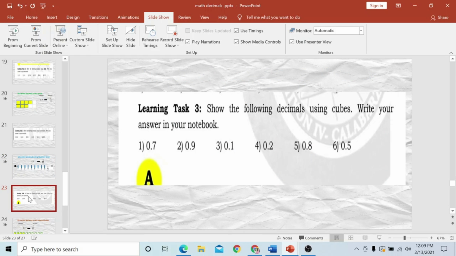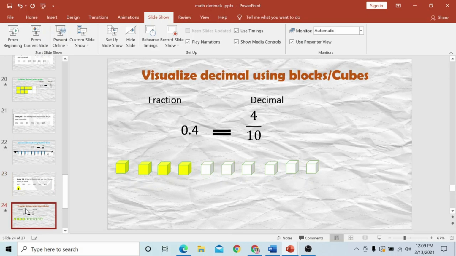And then, learning task 3, show the following decimal using cubes. Write your answer in your notebook. So, ito rin. Ganito ang gagawin nyo sa learning task 3. You're going to draw or use cubes or blocks to visualize decimals. Again, 0.4, i-convert nyo muna siya into fraction.